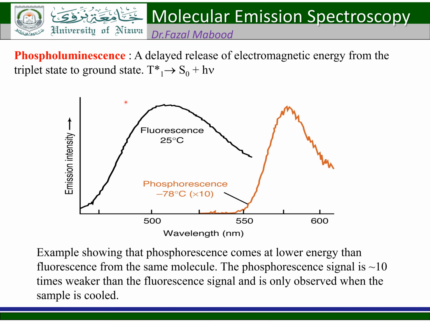Phosphorescence is the de-excitation from a triplet excited state to the ground state along with the emission of light. Here in this diagram you see 2 spectra. The first spectrum is due to fluorescence, and the second one is due to phosphorescence. In fluorescence, the de-excitation is from singlet to singlet S0, but in phosphorescence, the de-excitation is from triplet to S0.